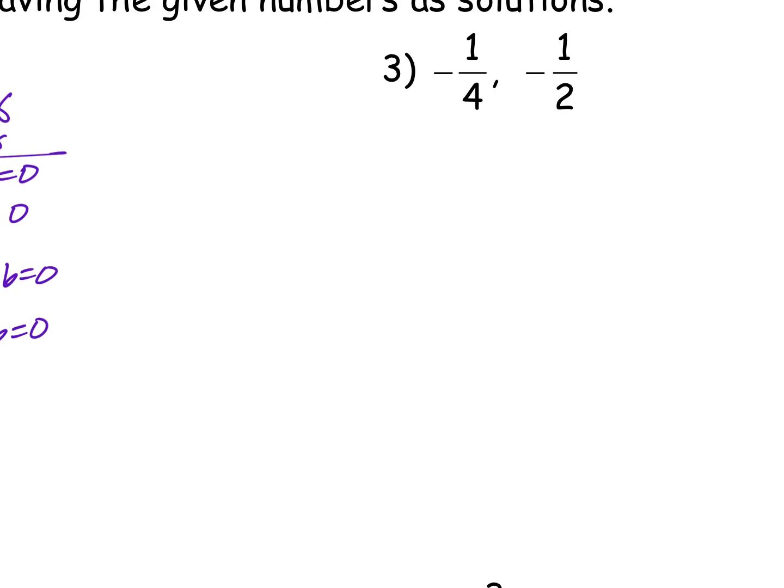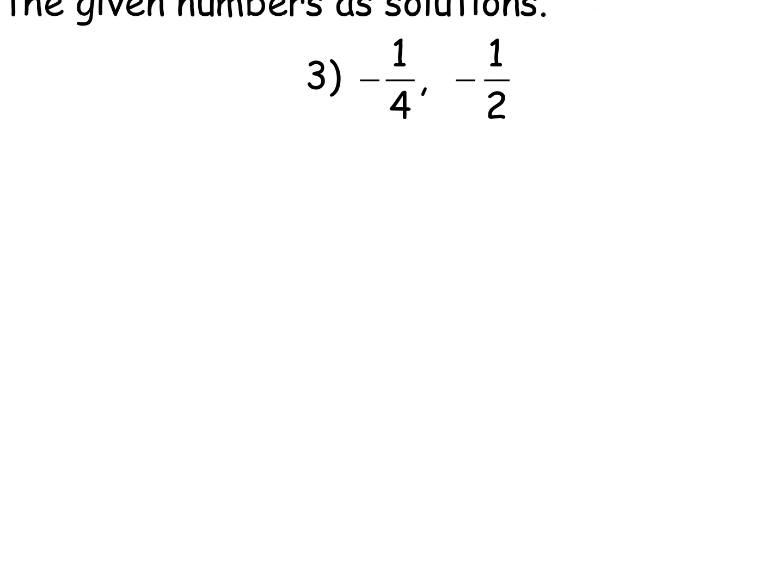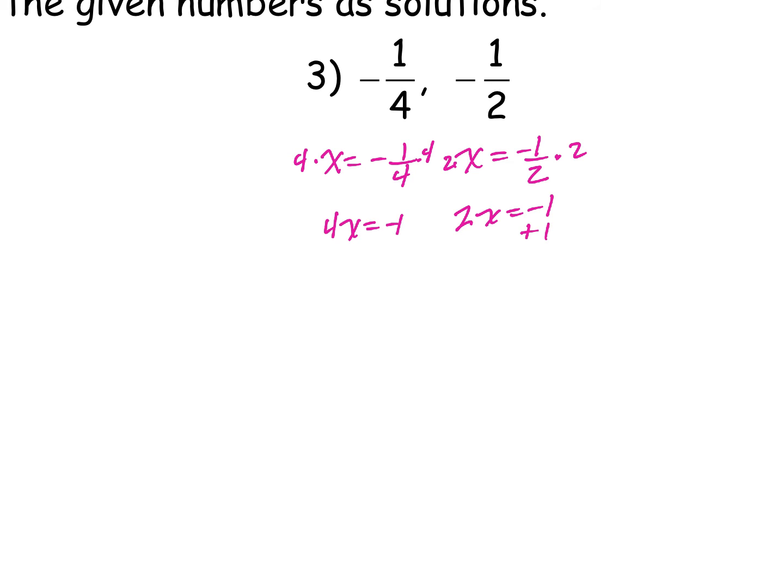Okay, so this one, because my answer is a fraction this time, my answer was x equals -1/4 and x equals -1/2. Well, how do I undo a fraction? I multiply by the denominator. So that gives me 4x equals -1 and 2x equals -1. Now I'm going to add 1 to both sides. So I get 4x plus 1 equals 0 and 2x plus 1 equals 0. Questions on that one so far? Are you okay with what we did?